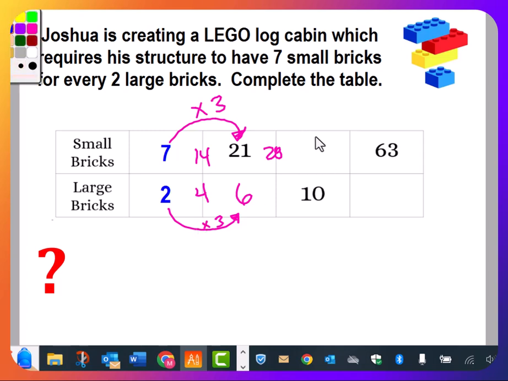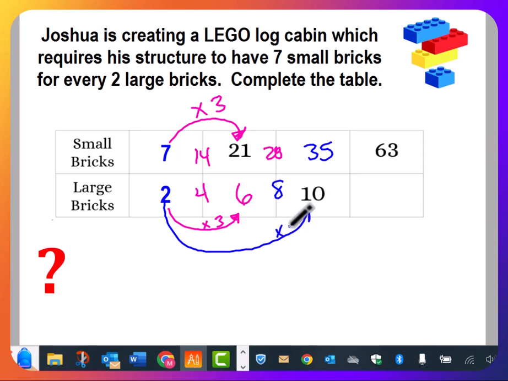So let's go on to the next one. This time we're missing how many small bricks we need when there are 10 large bricks. You could continue your multiples 2, 4, 6, 8, 10, and then continue the multiples for 7: 7, 14, 21, 28. What would come next? 35. Or you could think more about the scale factor. What do we need to multiply 2 by to make 10? That would be times 5. So use the same scale factor for the 7, and 7 times 5 gives you that 35.